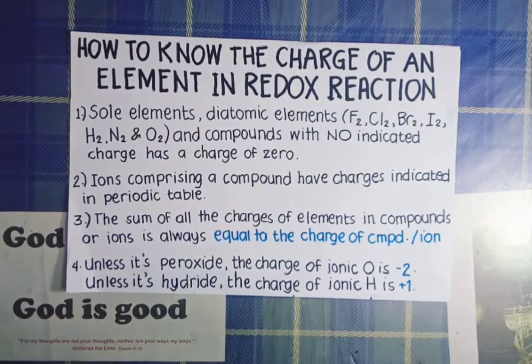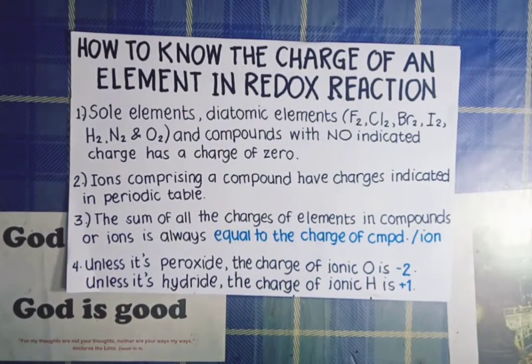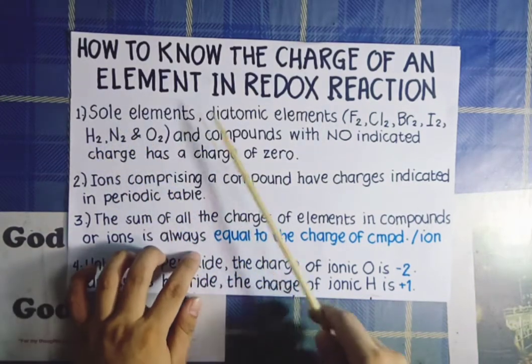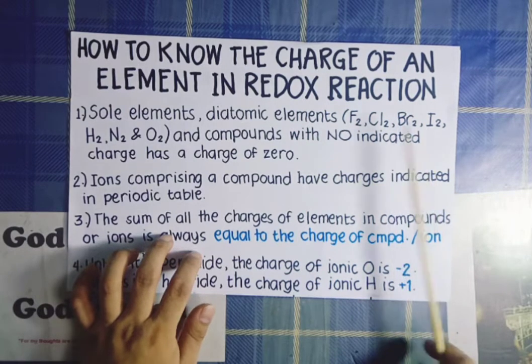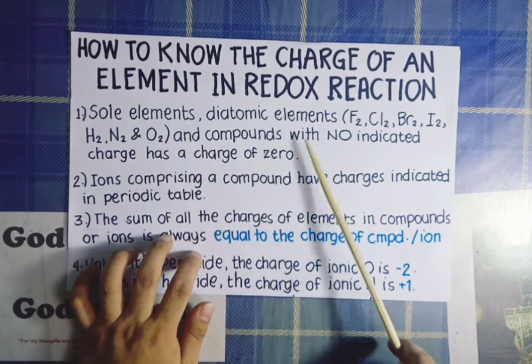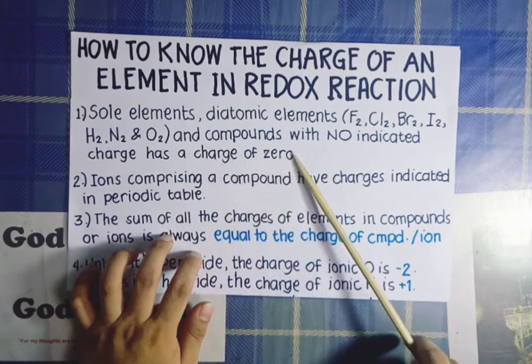Hi, good day. So for today, we are going to talk about the charge of an element in redox reaction. Now, there are 5 primary rules that we should consider in order for us to know the charge of an element in redox reaction. The first rule is that the sole elements, diatomic elements like chlorine gas, bromine gas, iodine gas, hydrogen gas, nitrogen gas, and oxygen gas, and compounds with no indicated charge has a charge of 0.